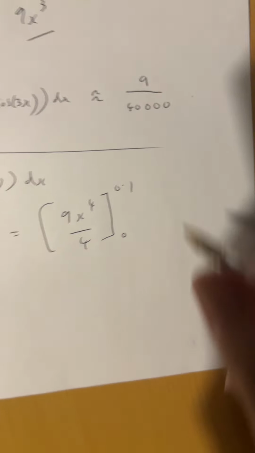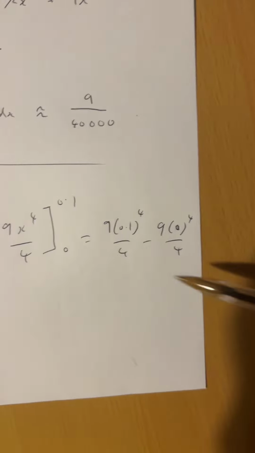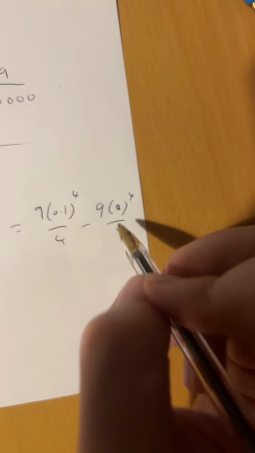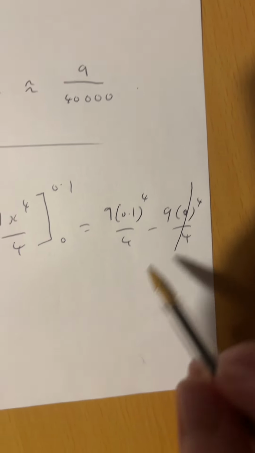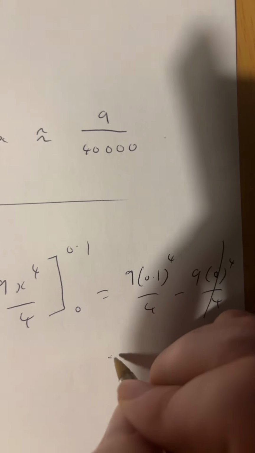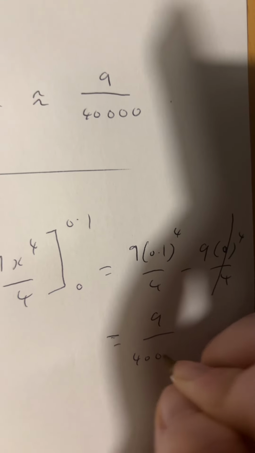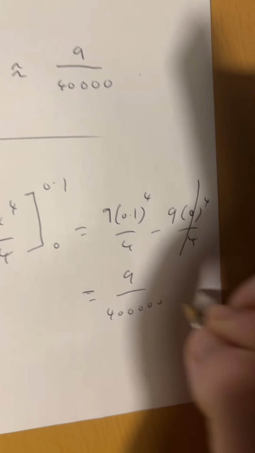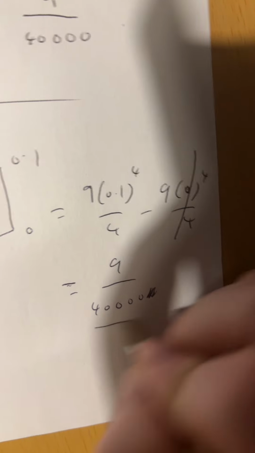So you plug in 0.1 into this, you plug in 0, you subtract them from each other. So you get something like this. Now obviously this second one is just 0, right? 0 to the power 4 is 0. And then you've got this here. When you simplify this, I promise you, you'll get this, right? So this will turn out to be 9 over 40,000 as we need. Oh no, sorry, I put an extra 0 there. 9 over 40,000, yeah, 4 zeros, so that's our answer.